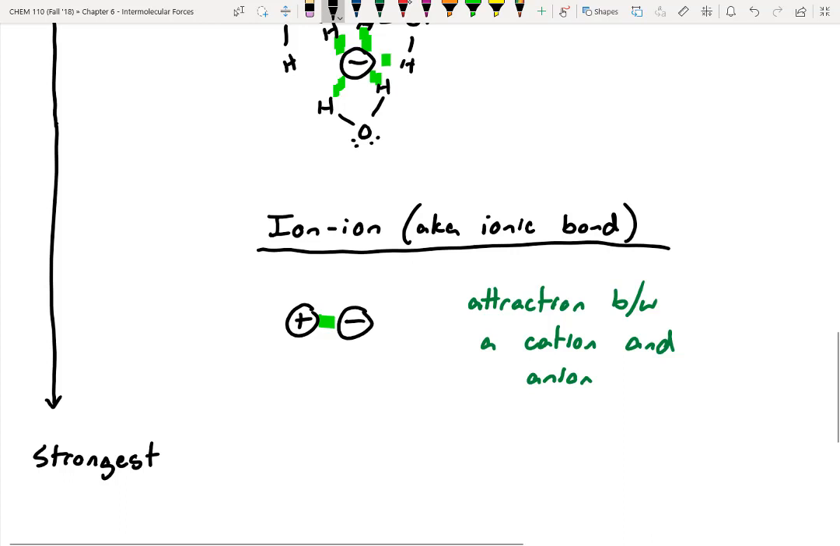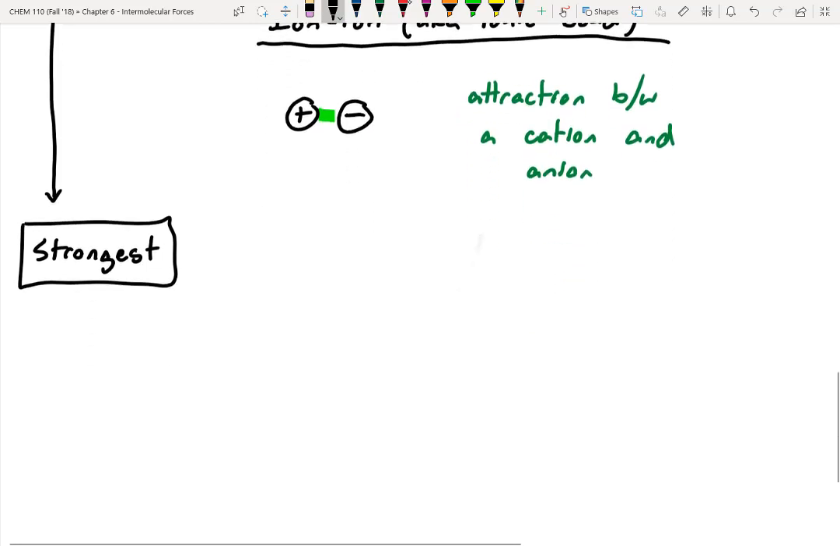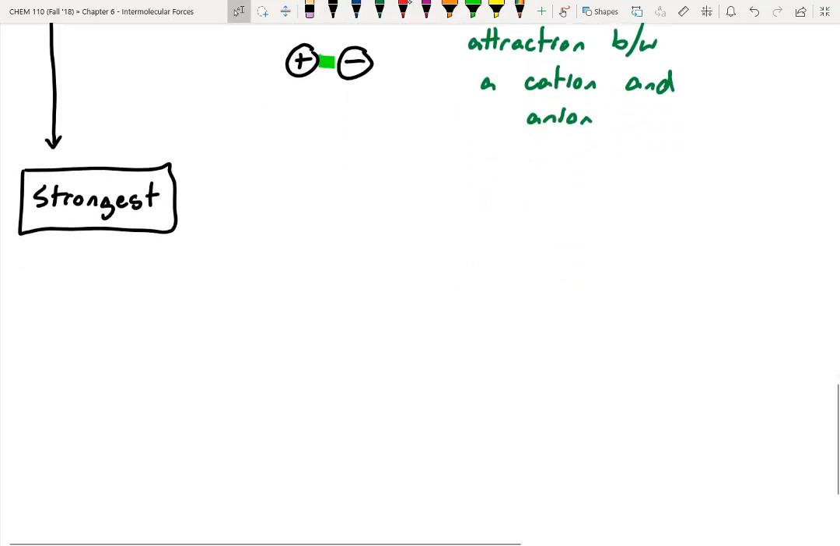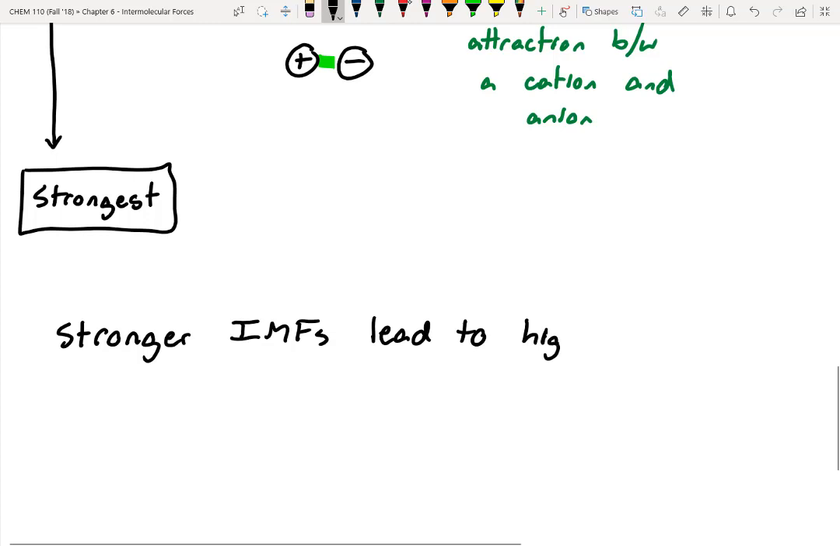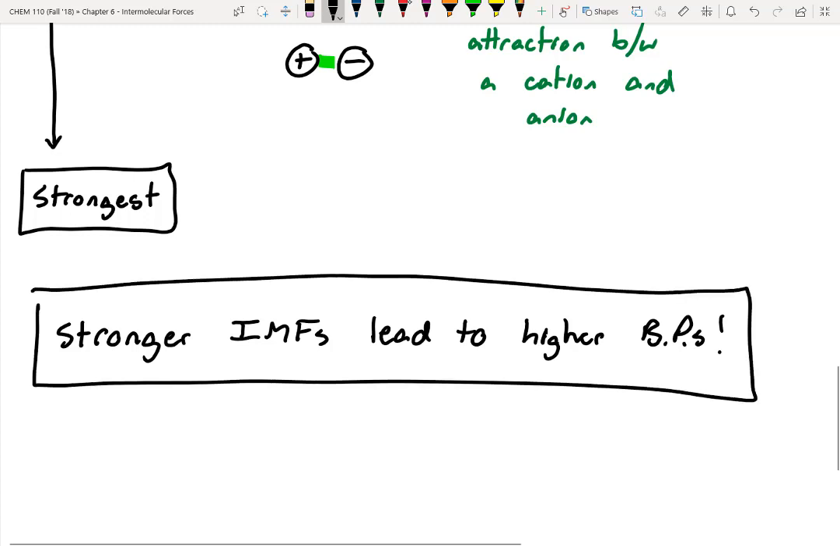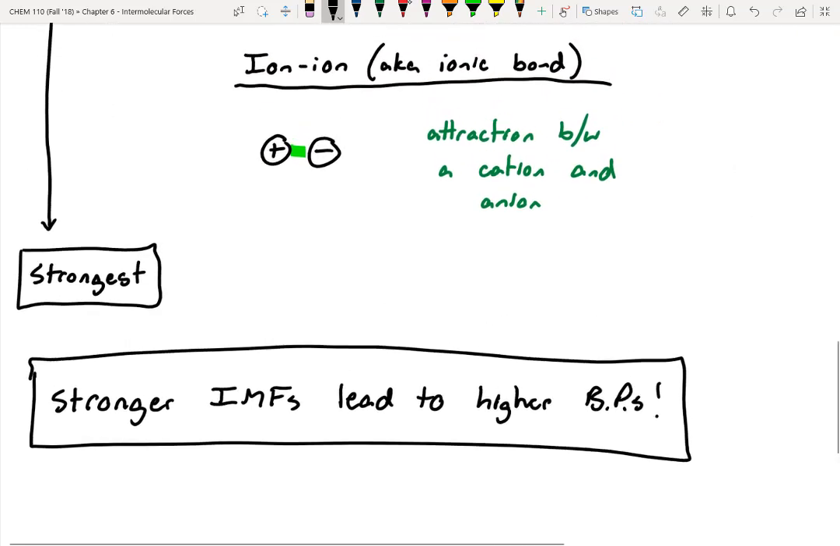All right, which leads me to my next point, and that is that stronger intermolecular forces lead to higher boiling points. So that's our big takeaway from this chapter, is we have to be able to predict which intermolecular force we have and then compare them in terms of boiling point. So let's go and compare.